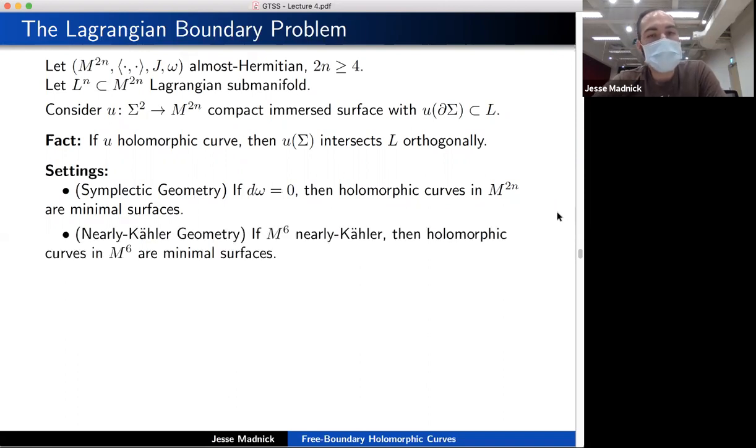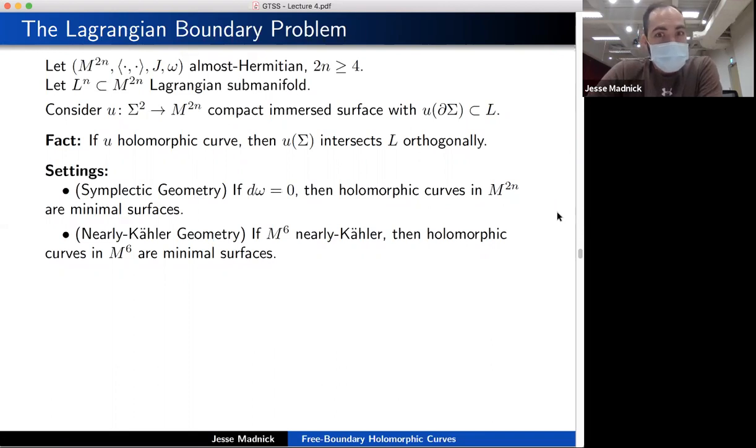But there's another setting in which holomorphic curves are minimal automatically, and that's the setting where M is a Nearly-Kahler 6 manifold. This might be true for higher dimensional Nearly-Kahler manifolds, but frankly, I don't know. I'm primarily familiar with dimension 6. The minimality is definitely known. I think it's in Alfred Gray's 65 PhD thesis, but I don't remember. So I'm just going to stick to dimension 6.